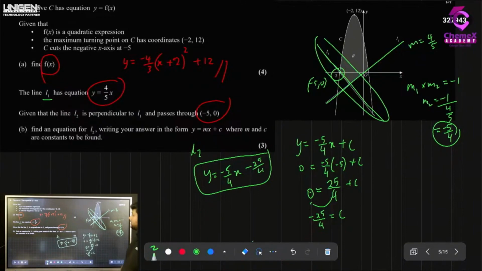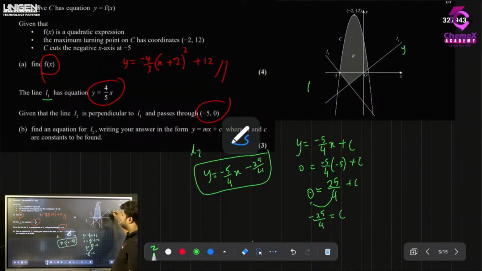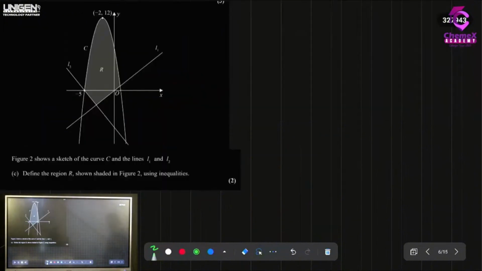Any doubts with this line? Now since we know these lines, what's this equation? This line is y equals 4 over 5x. This line is y equals minus 5 over 4 x minus 25 over 4. Okay, so that's it. That's the part for B. Now the C part is asking for the shaded region as an inequality.